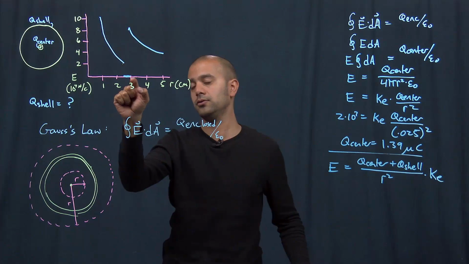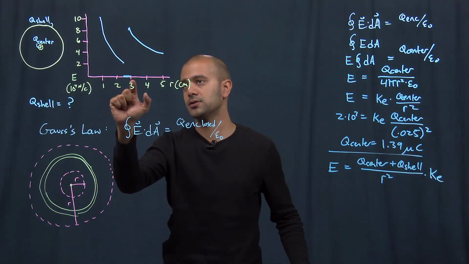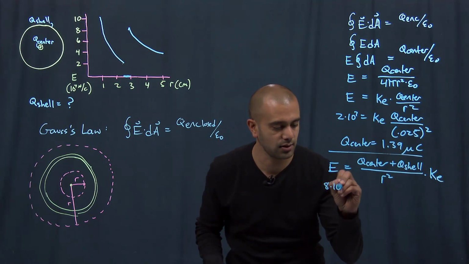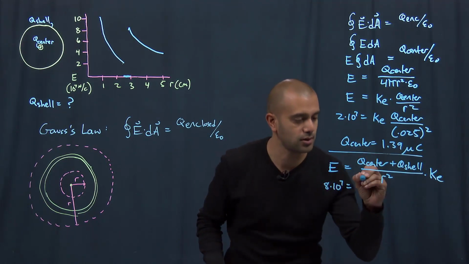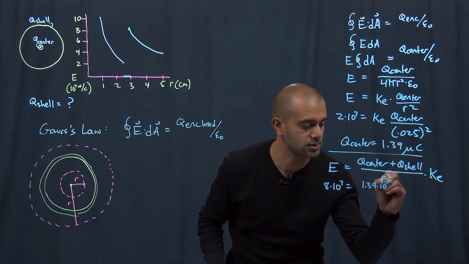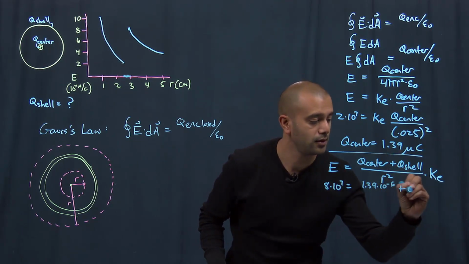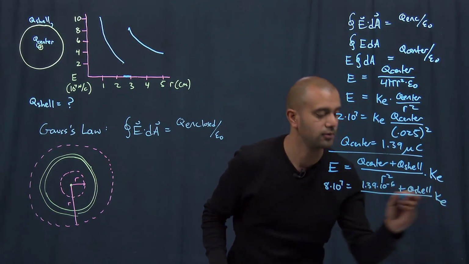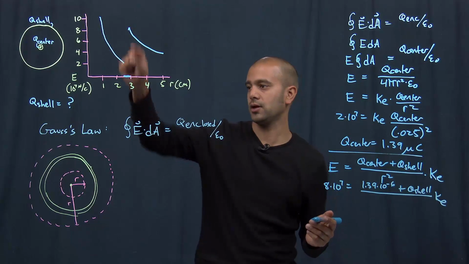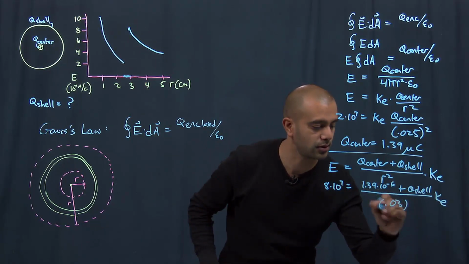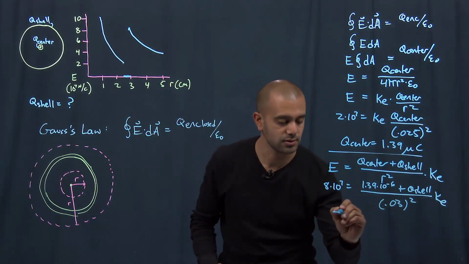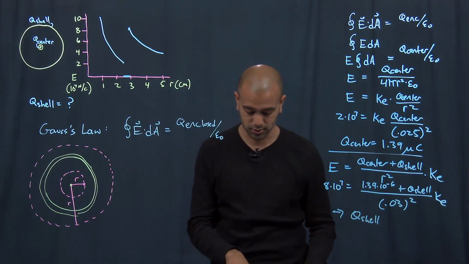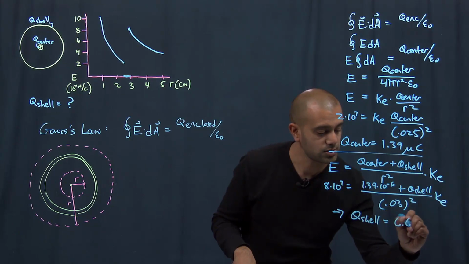We can, in particular, use the field at r equals 3 centimeters, which is 8 times 10 to the 7. So plugging in 8 times 10 to the 7 here for the field value. Q center is 1.39 times 10 to the minus 6 coulombs. Q shell we're looking for. And then k, you can get that value. And we're dividing by r squared, which we're looking at 3 centimeters, so it's 0.03 squared. And then solving this, you find that the charge on the shell equals 6.6 microcoulombs.